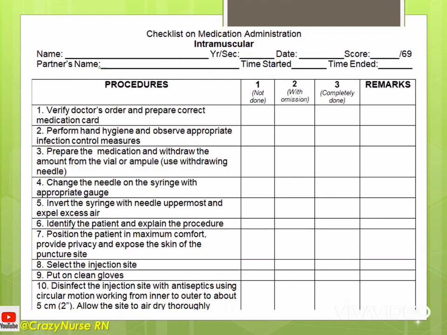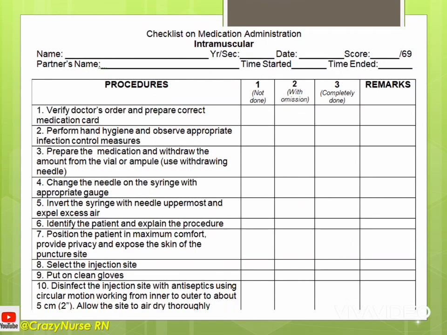Use withdrawing needle. Change the needle on the syringe with appropriate gauge. Invert the syringe with needle uppermost and expel excess air. Identify the patient and explain the procedure. Position the patient in maximum comfort, provide privacy and expose the skin of the puncture site.